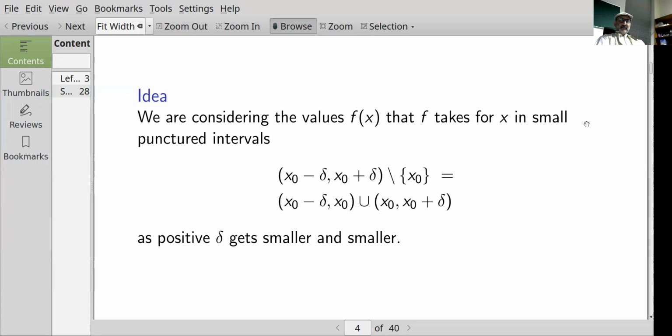So on these shrinking intervals, we are asking what are the function values, and do the function values f of x for x within these intervals tend towards a particular number which we call the limit?